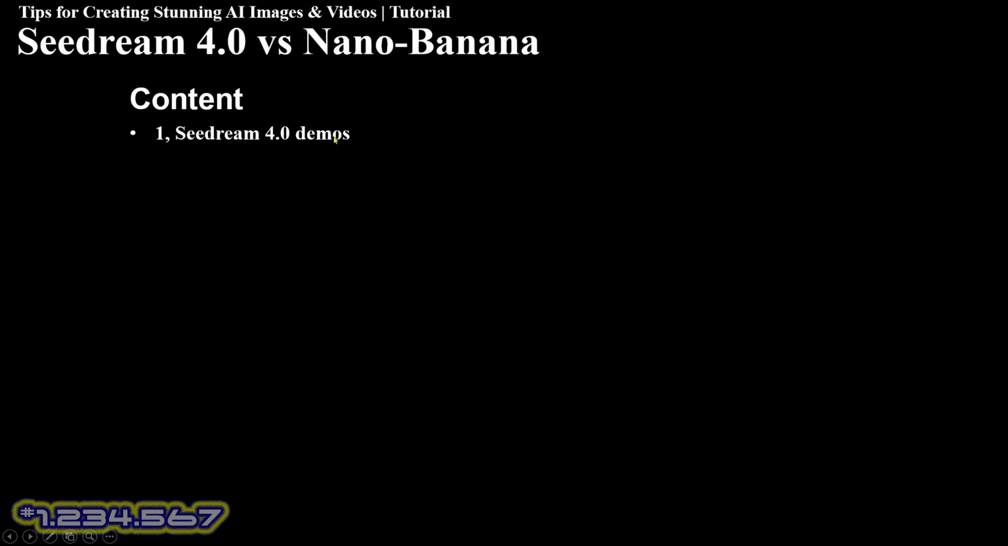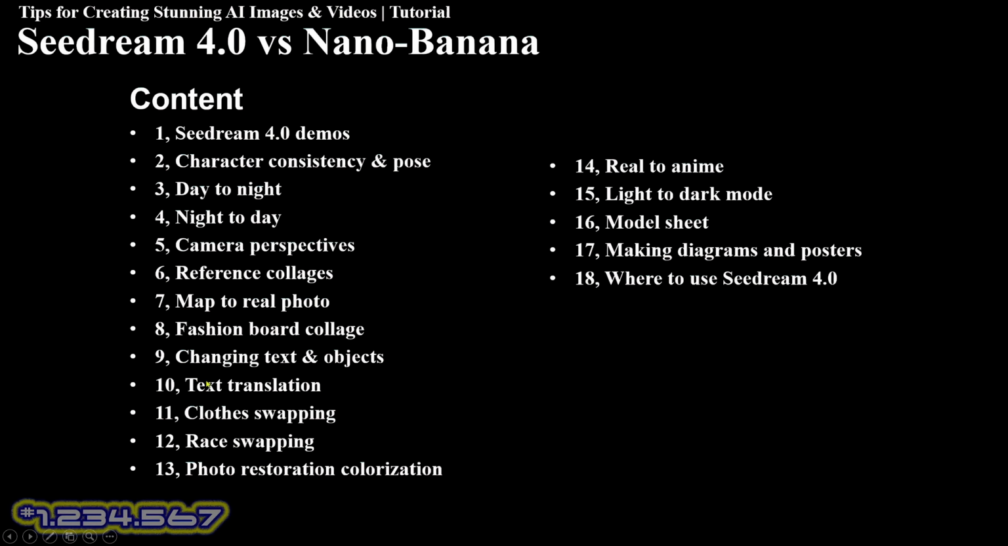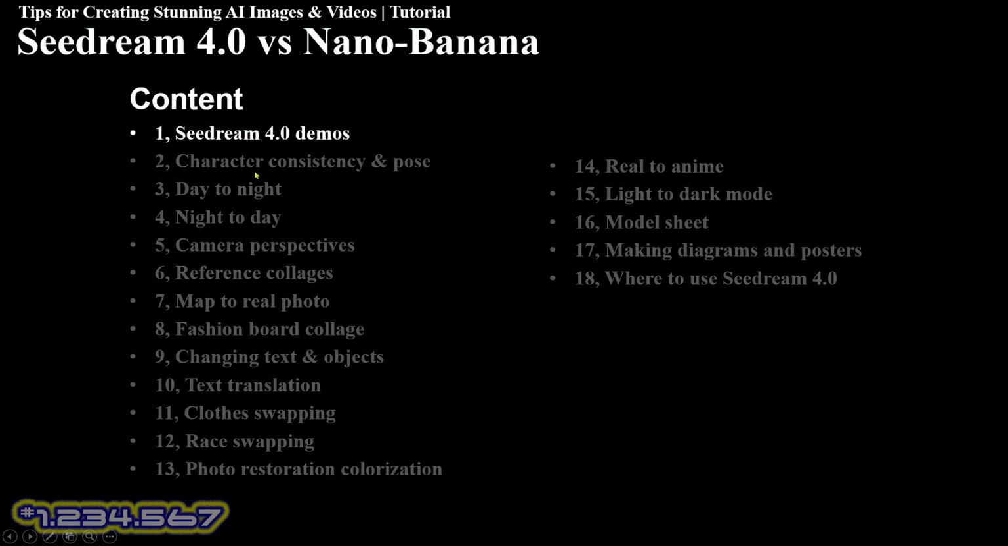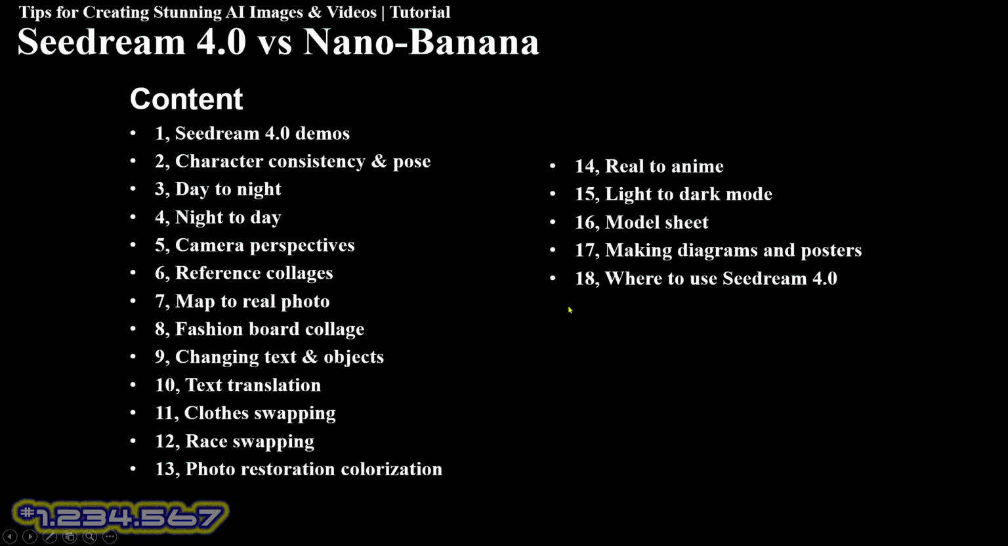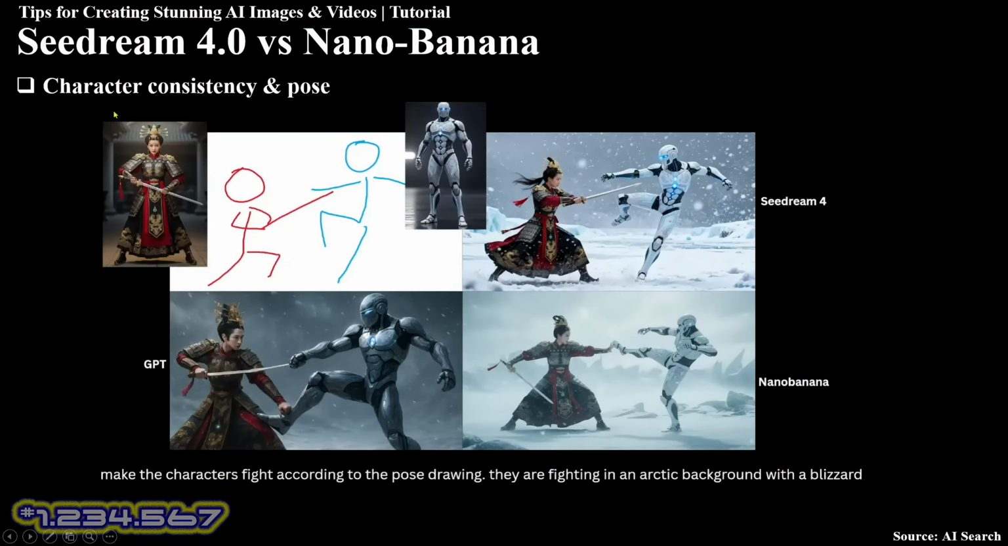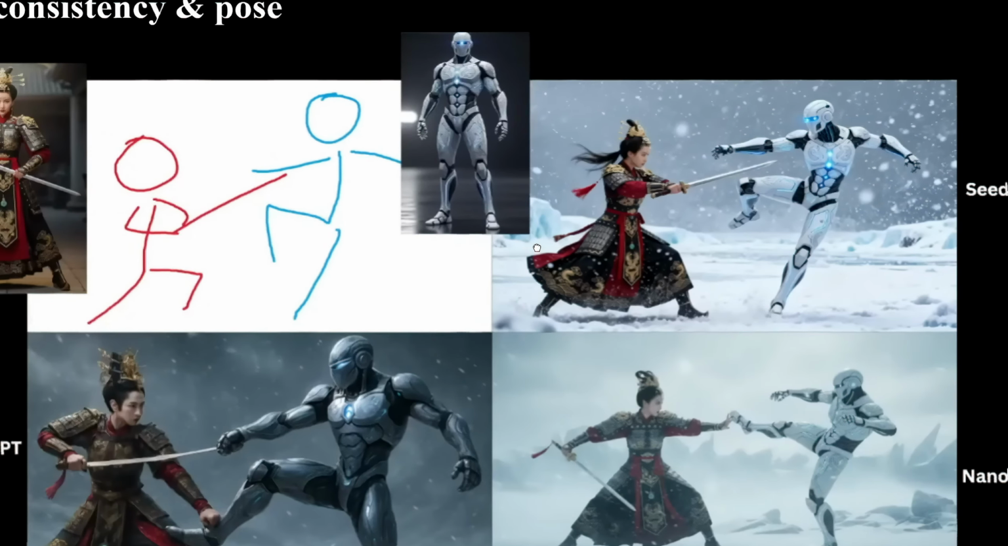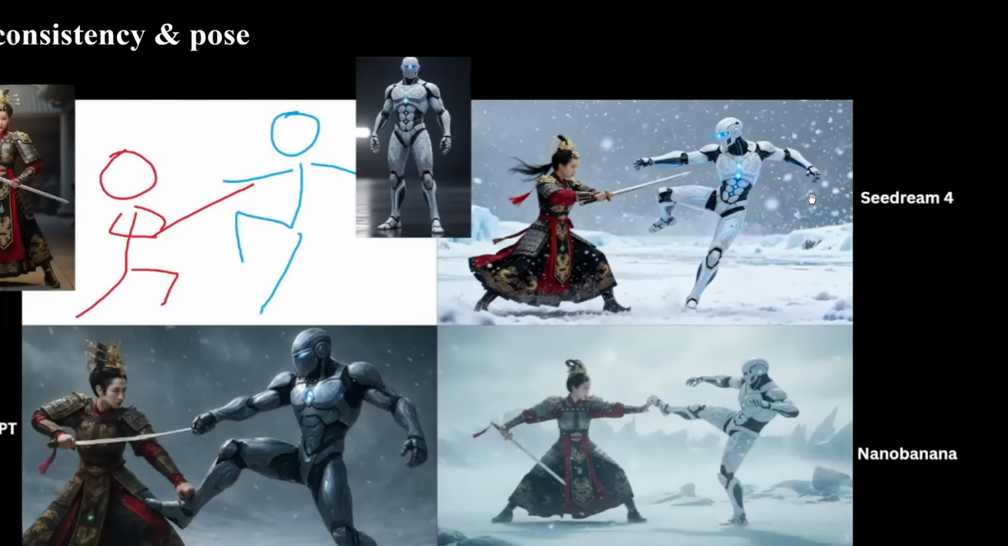First, I showed you the overview, but now I will show you the comparison with Nano-Banana from 2 to 18 over here. The first one is character consistency and pose. For example, you have this image with 2 characters, and you also have some writing and drawing to instruct Seedream to generate the final result. You can see from Seedream, the result from this one to this one is very good.